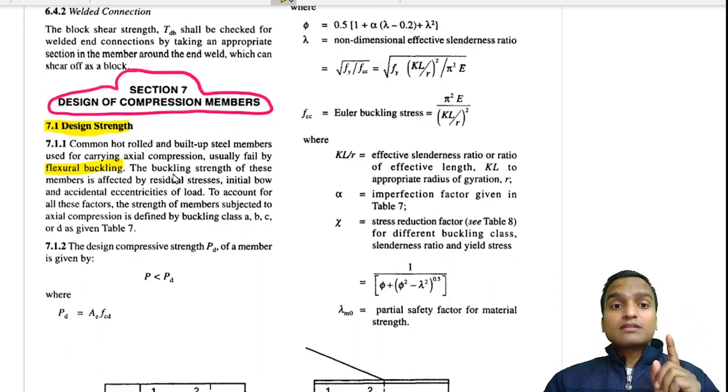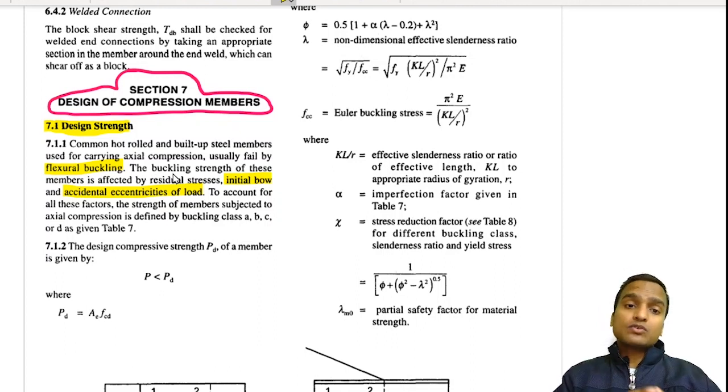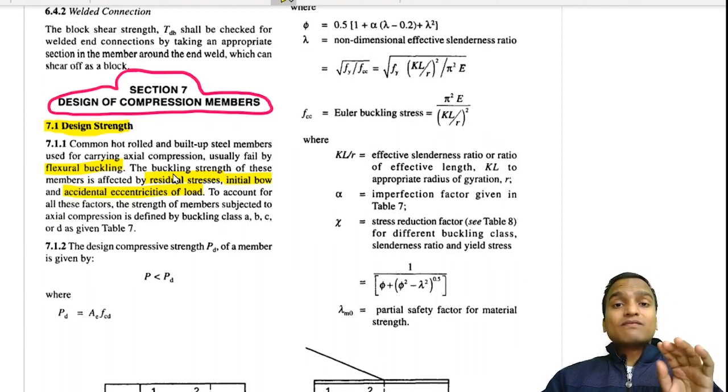Now the first factor is accidental eccentricity, which we have discussed. The second one is the initial bow, that is the crookedness, or the member having a profile out of straightness due to past loading history. And the third reason is the presence of residual stresses due to fabrication or erection of the member. So these three factors are very important, which cause the imperfection in the columns.